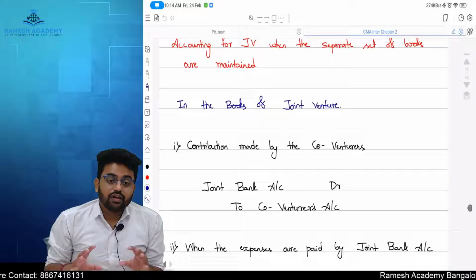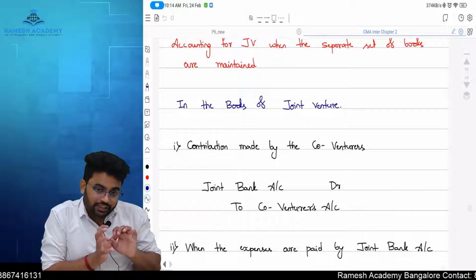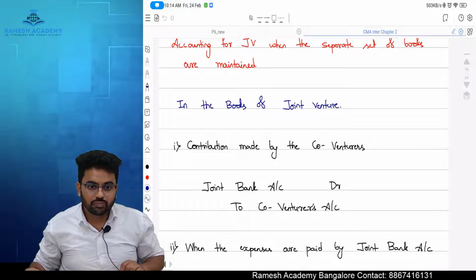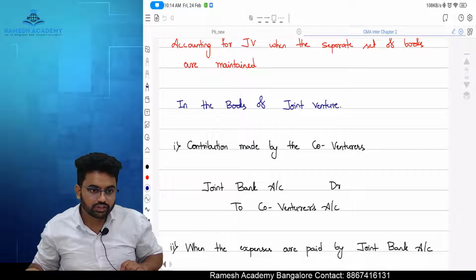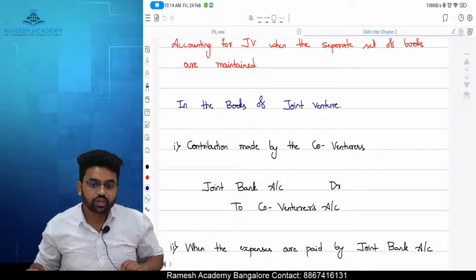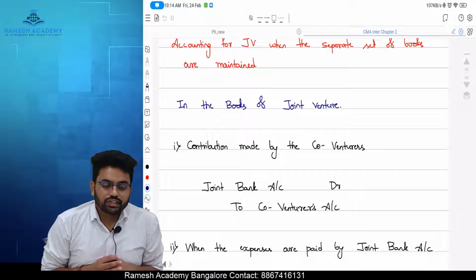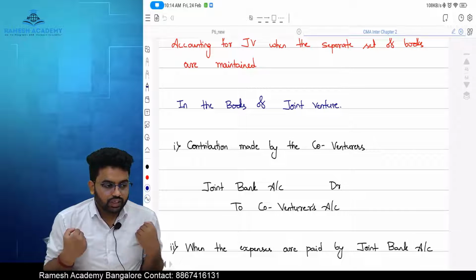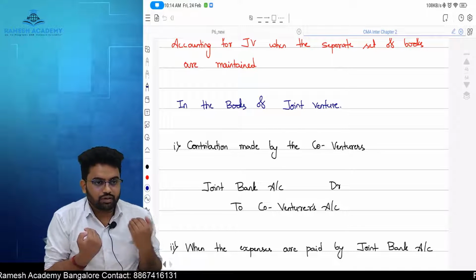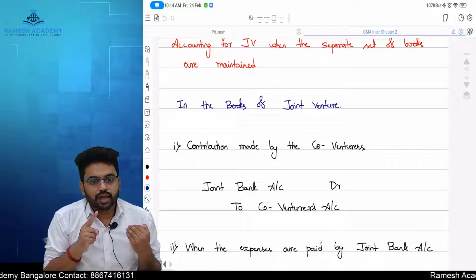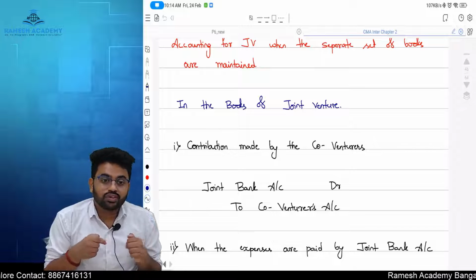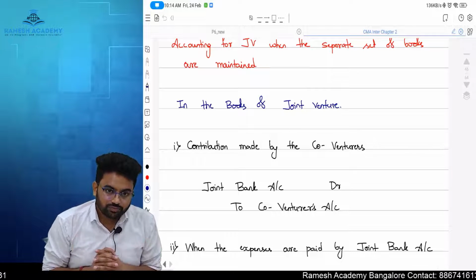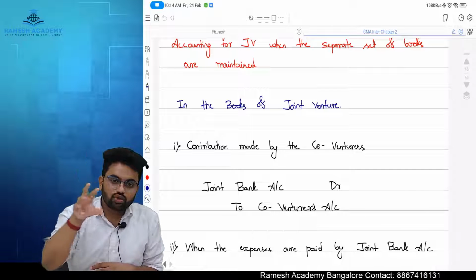First, when our co-venturers will bring certain money to the joint venture, what will be the entry? Entry will be simple. As a joint venture accountant here, what is coming to the business? What is increasing? Our bank balance is increasing. So joint bank account debit. Who are giving? Our co-venturers are giving, just like a capital. So to co-venturers account. Joint bank account debit to co-venturers account.